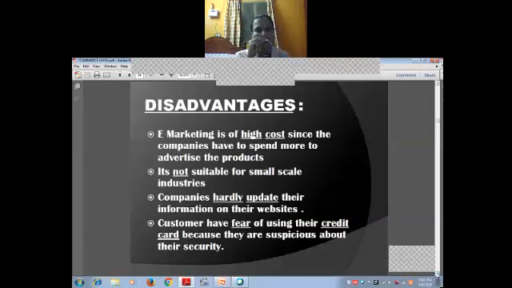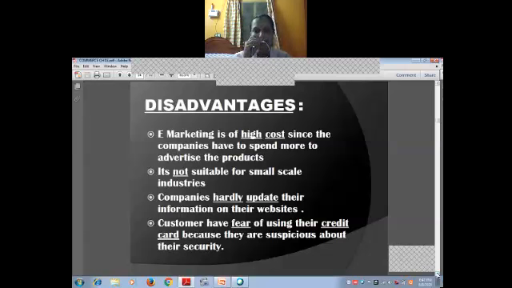E-marketing is of high cost since the companies have to spend more to advertise the products. So they have to spend more amount for advertising. Then only it will reach the customers. That's why the high cost, they have to spend for this advertisement and all. Okay. It's not suitable for small scale industries. Yeah, definitely. Isn't it? So small scale industries, they will put very little capital only. So how can they spend for all those things?